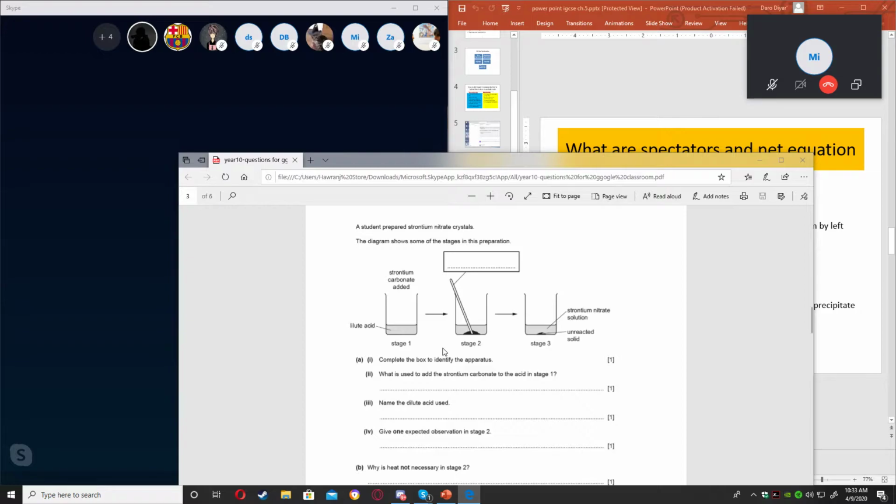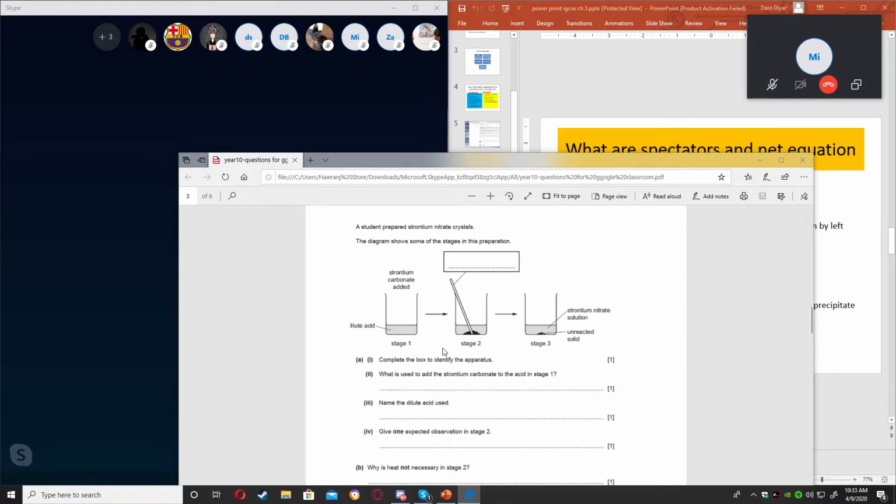What do we call? Stirrer. Yes, we can call it stirrer, and we can call it glass rod. R-O-D. Okay, glass rod. So both of them are right. Okay, so let us go to the question.